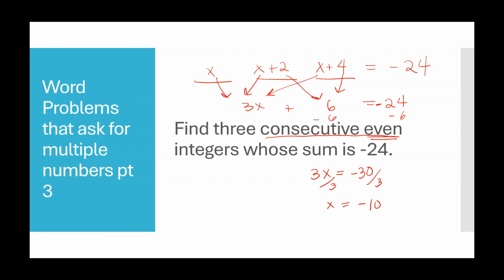Now, careful again. I have to say all 3 of them. So it's negative 10. And what's my next number? It has to be negative 10 plus 2. So we're getting closer to 0. Negative 8. Negative 6. Double check. Do those add up to negative 24? Yes. Phew.